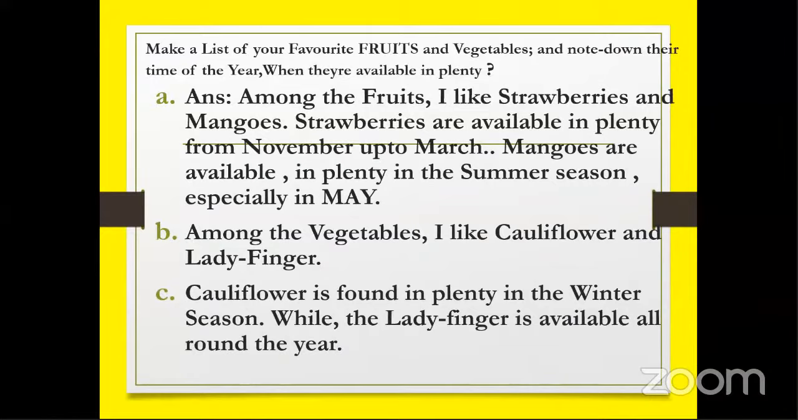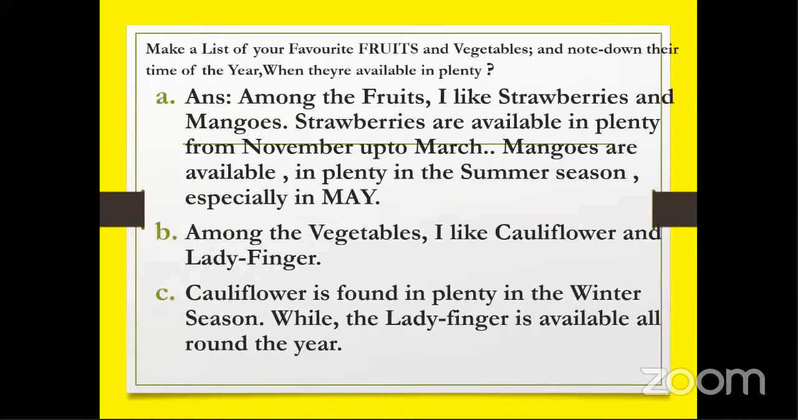May. Now here we are not only talking about strawberries, but we are talking about fruits and vegetables. And in the question, they have asked us to tell the time or month in which they are available in plenty. In the B part, among the vegetables, I like cauliflower and ladyfinger. And in the C part, you have to write, students, cauliflower is found in plenty in the winter season, while the ladyfinger is available all round the year.